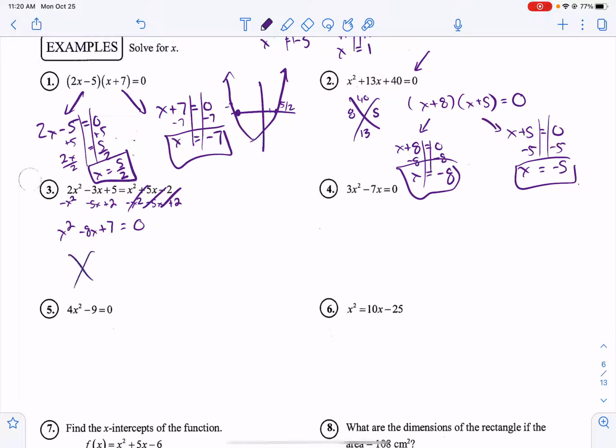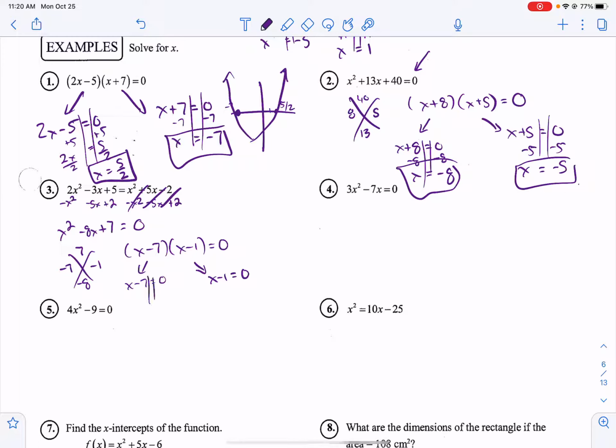So now I do my big X. I need 2 parentheses. So what multiplies to 7 and adds up to negative 8? Well, that's going to be negative 7 and negative 1. So when I rewrite my equation, I can write x minus 7, that's one parenthesis. x minus 1 is my other parenthesis, and those multiply to be 0, which means this could be 0, or this could be 0.